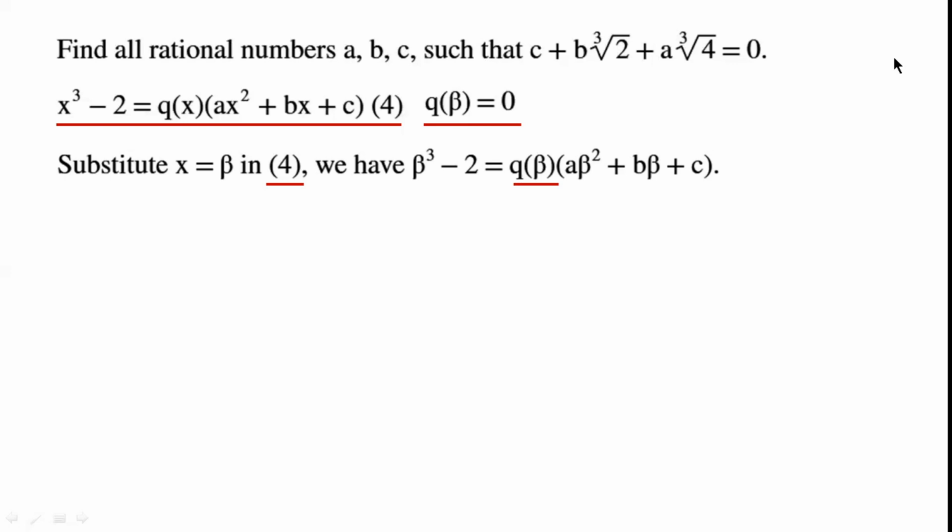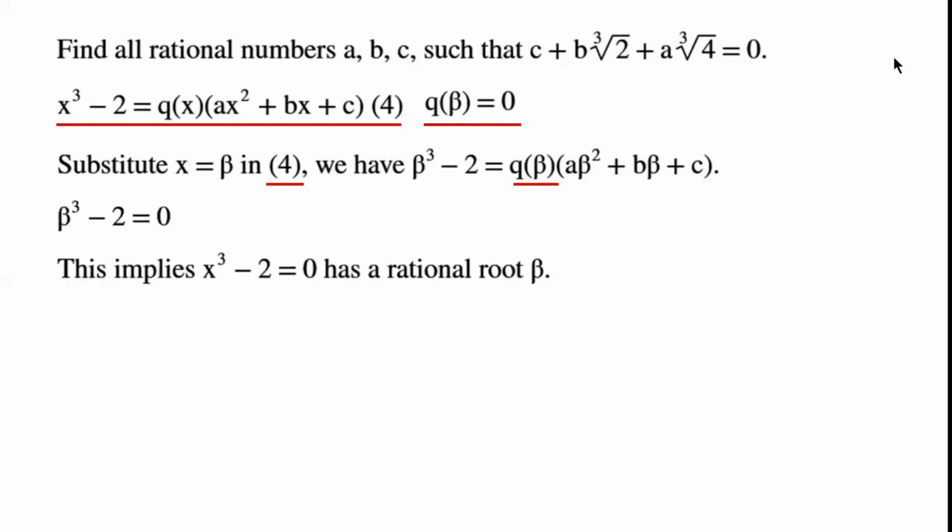Substitute x equals beta in identity 4. We have beta cubed minus 2 equals q of beta times a beta squared plus b beta plus c. Beta cubed minus 2 equals 0. This implies that x cubed minus 2 equals 0 has a rational root beta. This is a contradiction.